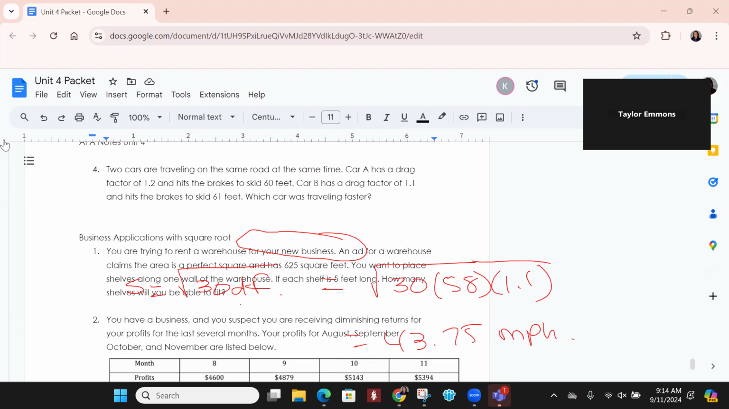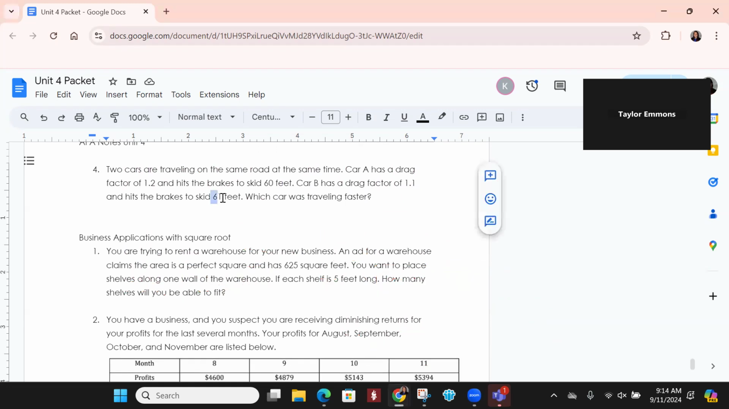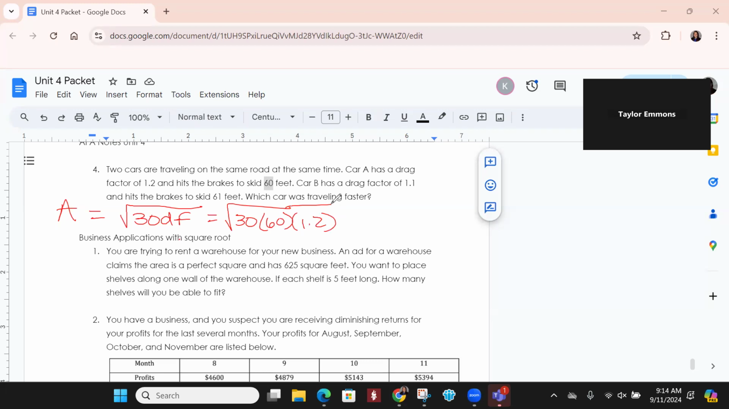Okay, so we notice that there is a difference in the drag. We also see that there's a 1 foot difference between the feet, right? So let's do car A first. Remember, our formula is the square root of 30 times D times F. So when I plug in, that's going to be 30 times 60 times 1.2. Type that in. Tell me what you get.